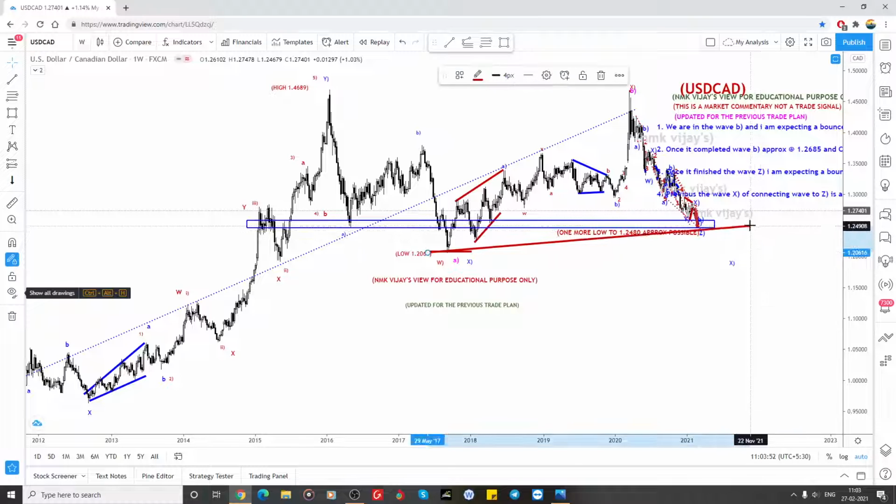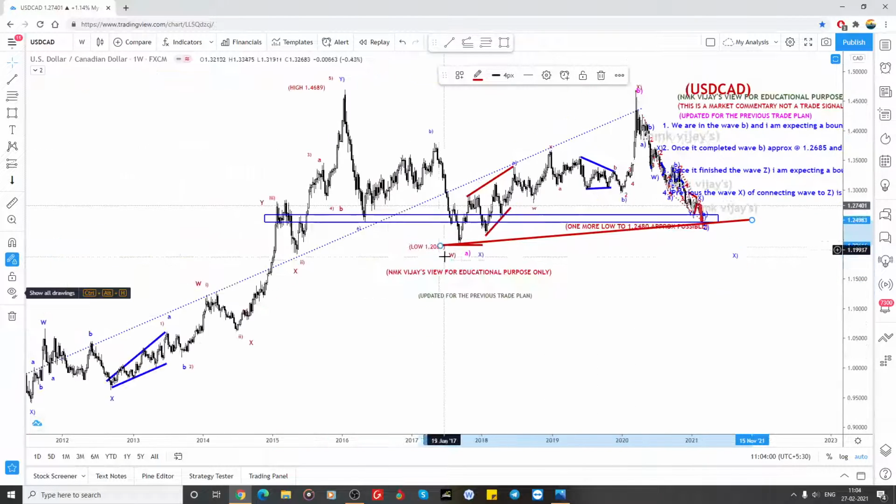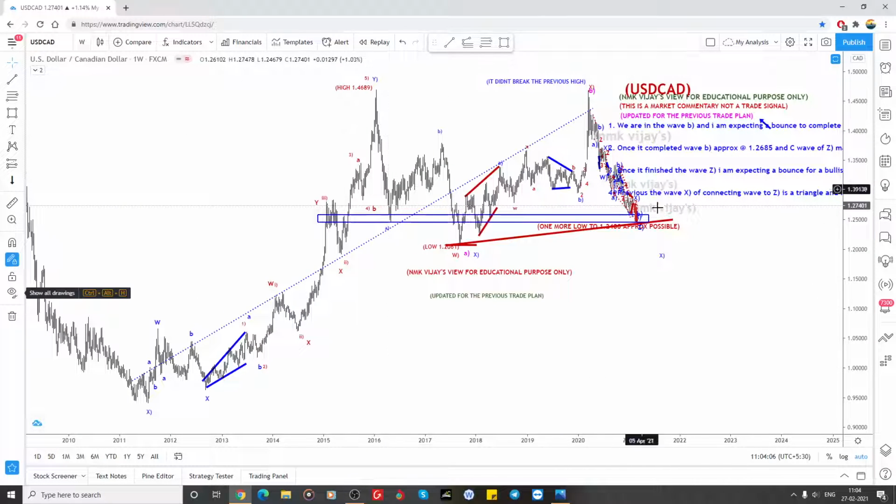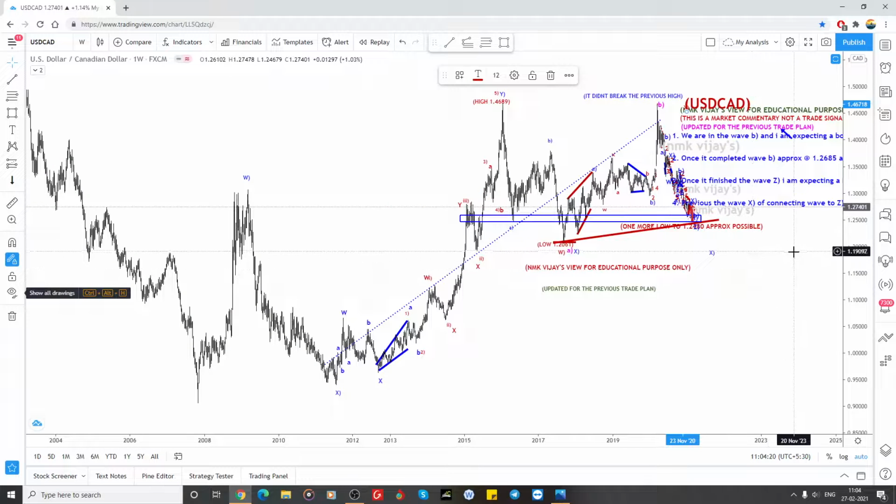I have explained several times here. If this is a Y, so ABC is a 3-wave structure. Here ABC is a 3-wave structure. Here also 3-wave structure. So it is making a triangle, but that could be bullish or bearish. If that X is a triangle, we can see more upside, or that intermediate X, if it is a red wave X is a triangle, we can see the downside more at 1.2 also.